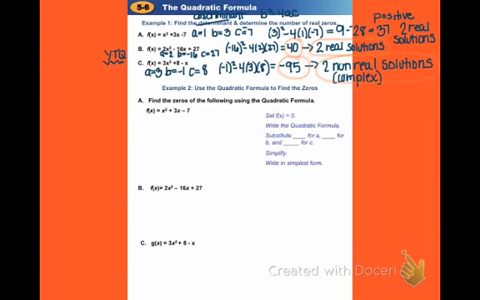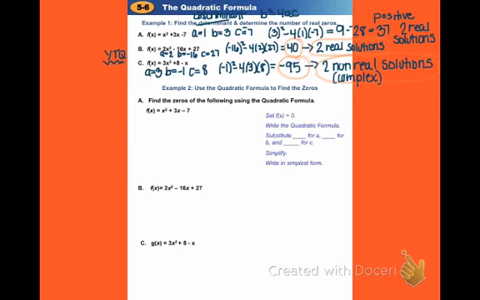And in C, you had to make sure that you rewrote it in standard form so that you saw that the b was actually negative 1 and the c was 8. But then I've got a discriminant equal to negative 95, which is a negative number. That means there are two non-real or complex solutions.